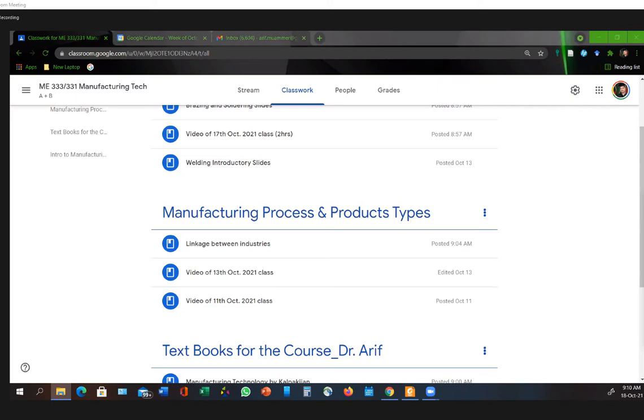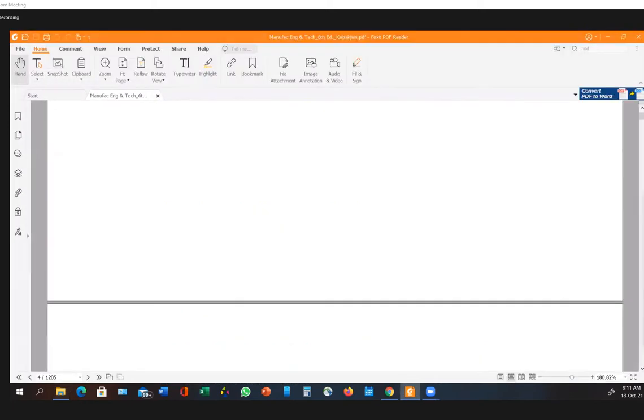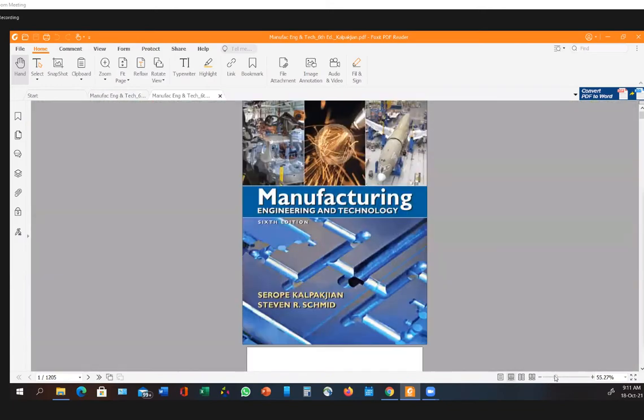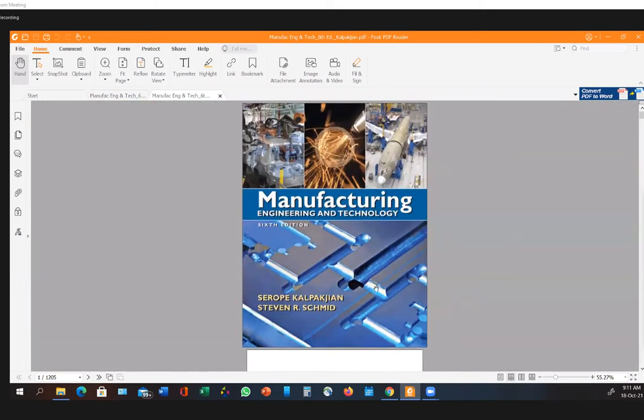Okay, so let me first bring up the book and also bring up the syllabus. Amra, as usual, সবসময় syllabus and বই check করব. Syllabus, so that we know exactly where we are. So I have shared the Kalpakjian book. You can download it from here. It's the 6th edition version, and it's a good book for reference. So the main author is Kalpakjian, Serope Kalpakjian, and then there is also Steven Schmid.